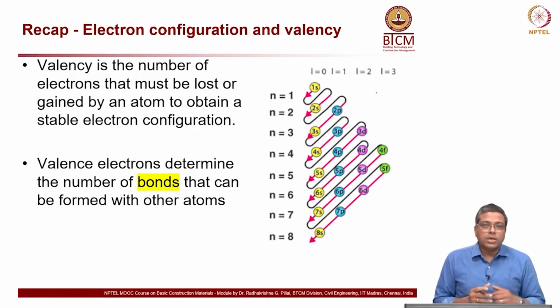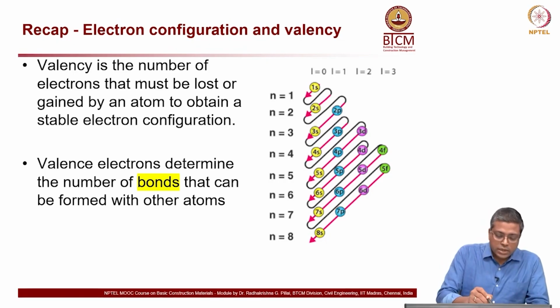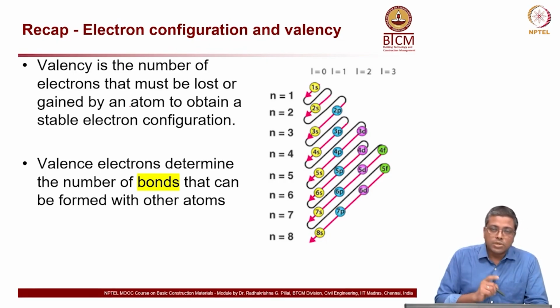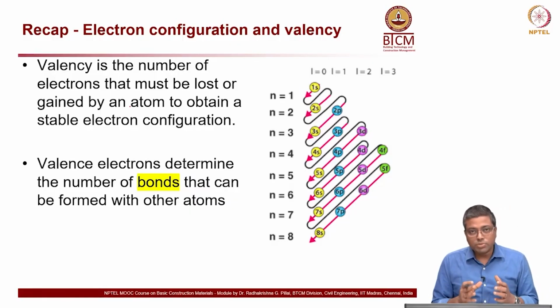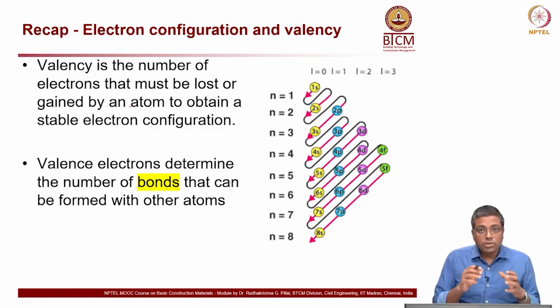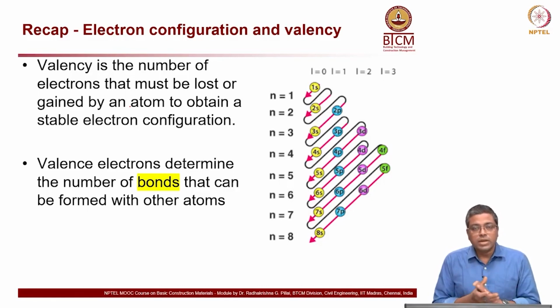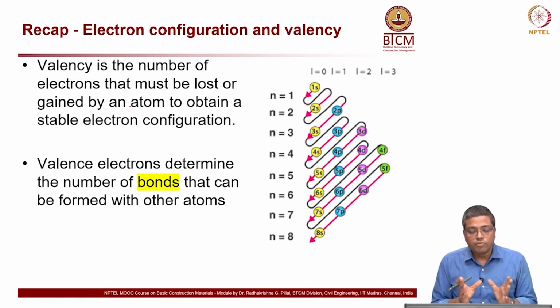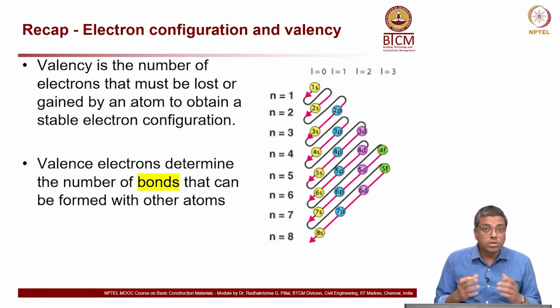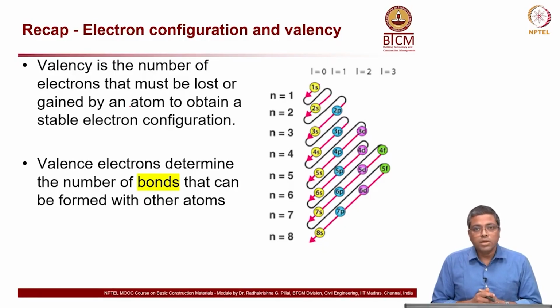Now, the most important thing in all this is the valency. What is that? It is the number of electrons that must be lost or gained by an atom to obtain a stable electron configuration. Okay. And depending on the number of valence electrons, the type of bonds and the number of bonds that can be formed is also very much dependent on the number of valence electrons which you have.